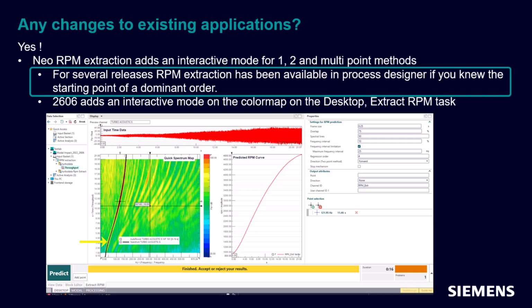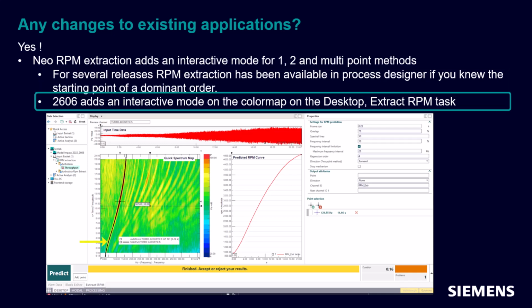And then you could use it in Process Designer and feed it a lot of runs and do all that processing all at once. But if your data wasn't very clear, there wasn't a good tool to graphically draw that order on a color map. And now that's available to you in 2606.